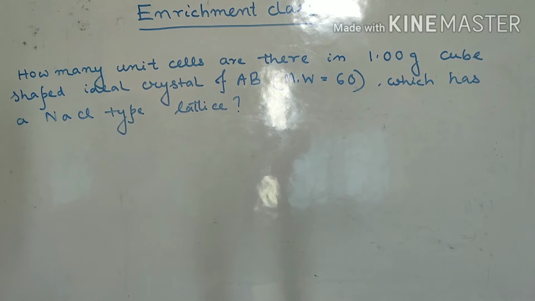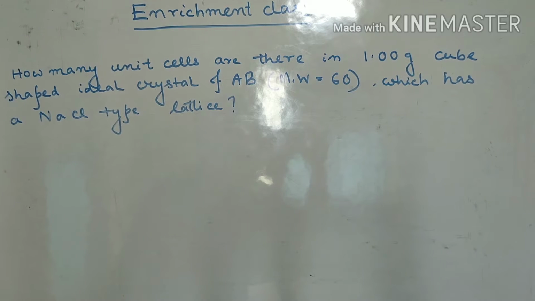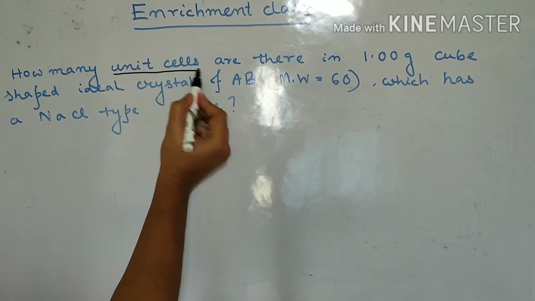Options are given. Options are not important actually, because we are here to solve the problem, not to pick the options only. So kindly pause the video, think about what could be the possible answer. Now, how to solve this type of problems? These are not the same that we have solved. Question is, how many unit cells are there?